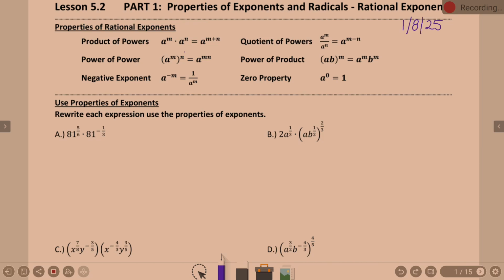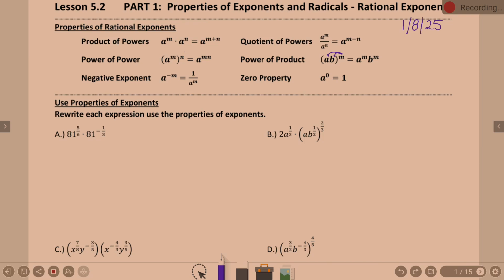A power of a power, that's just saying if you have a power raised to a power, you multiply. Power of a product goes along with it: if you have a product raised to a power, that exponent goes on both pieces there. So if you have an exponent and there's a product inside, it goes on both pieces.